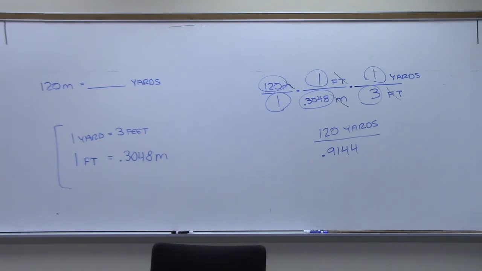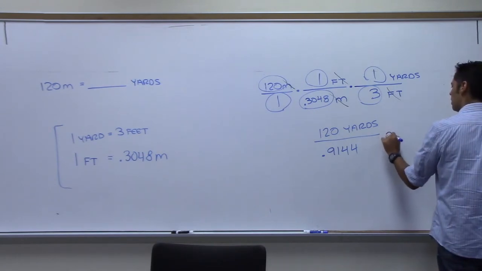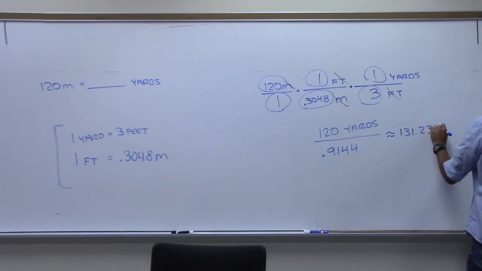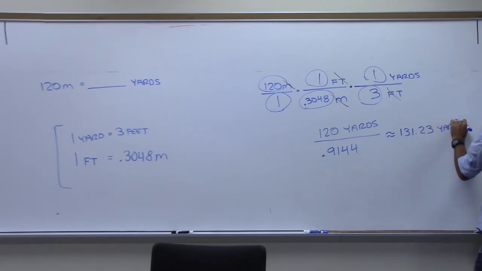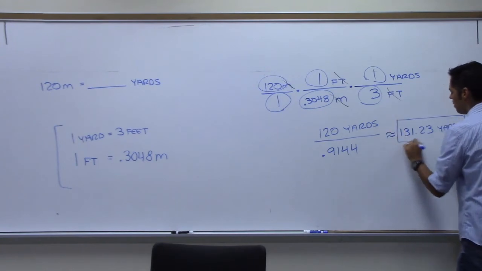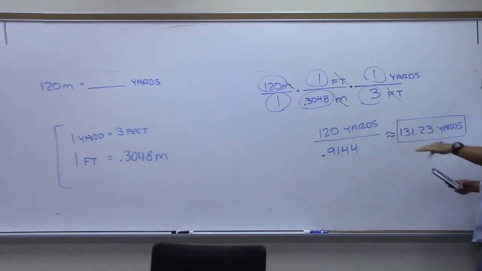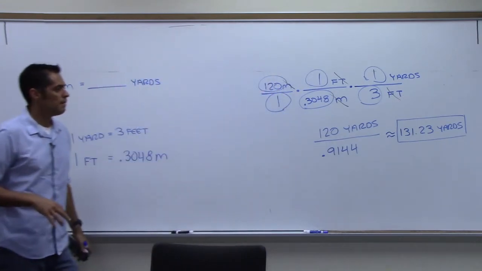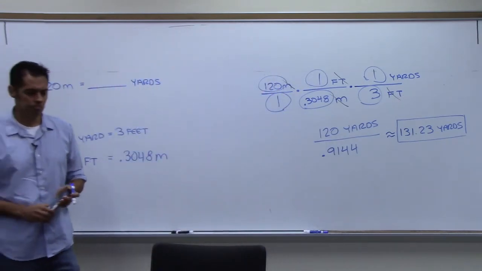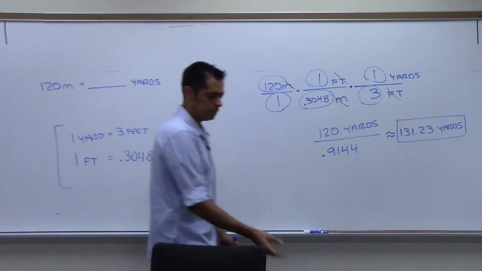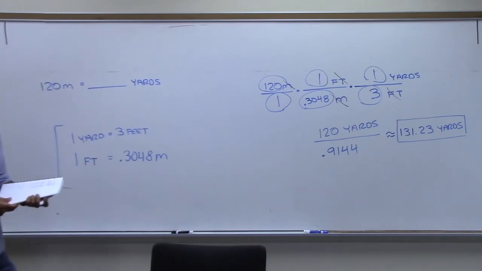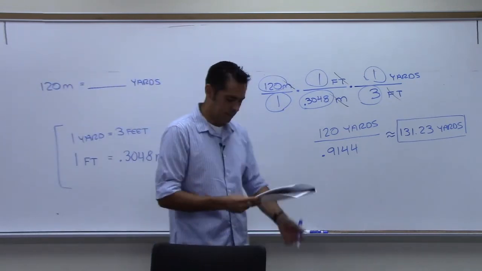And now do 120 divided by that number. Anybody else getting 131.23-ish? Yes? So this is approximately 131.23 yards. And just so you know, this wavy equal sign is an actual mathematical symbol we use to say approximately. What do y'all think? All right, the next one's kind of tricky.